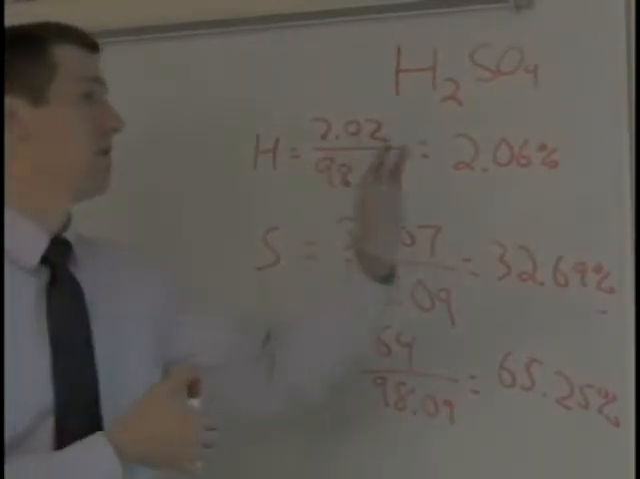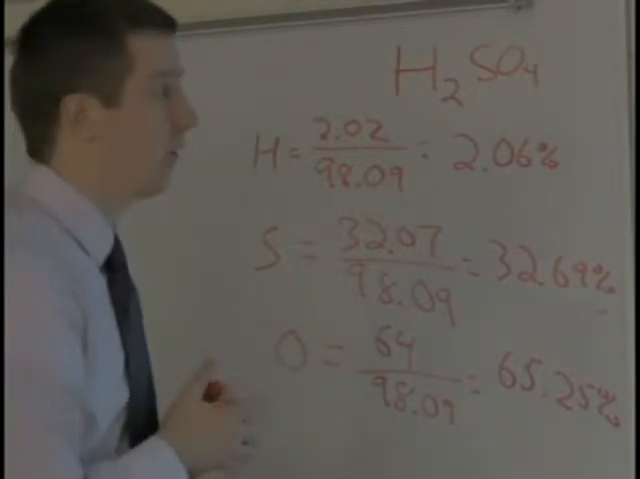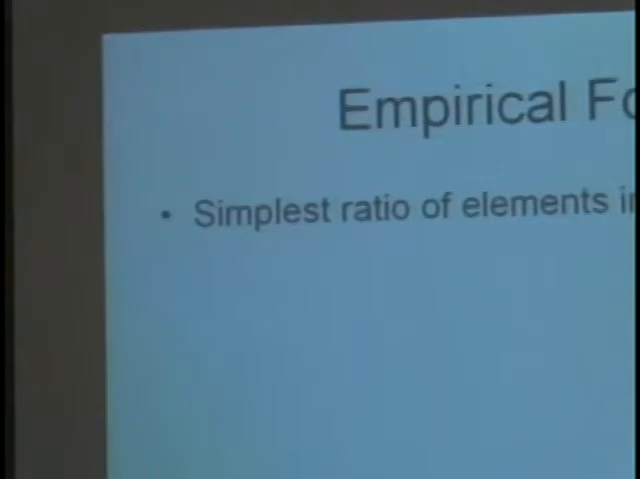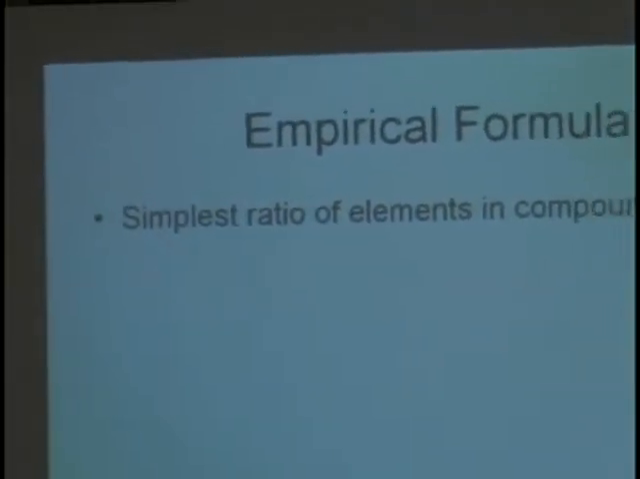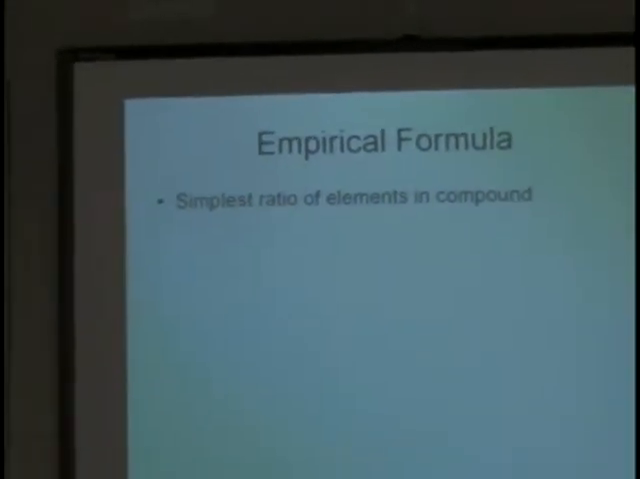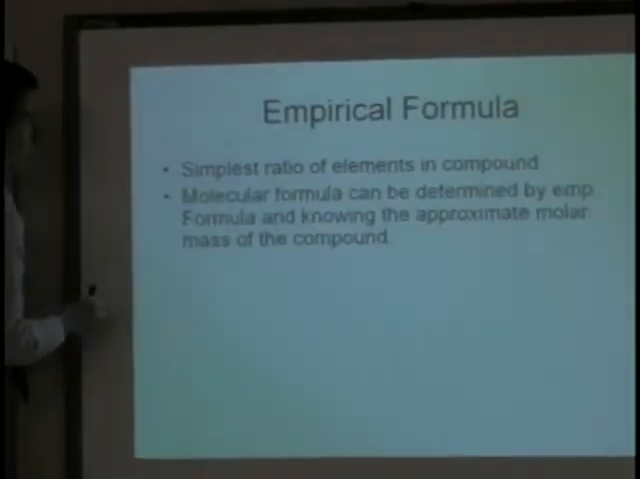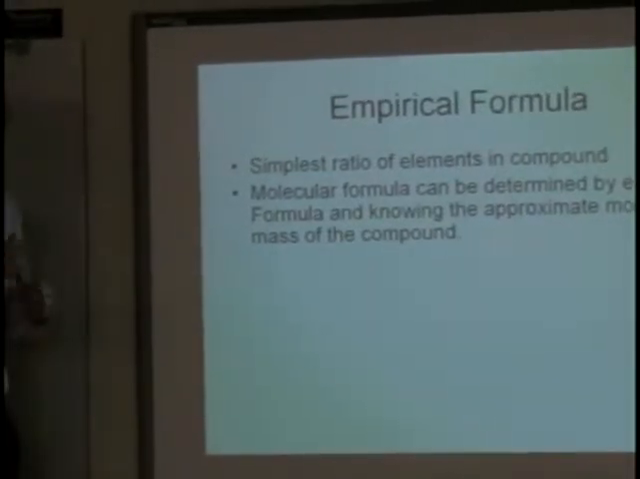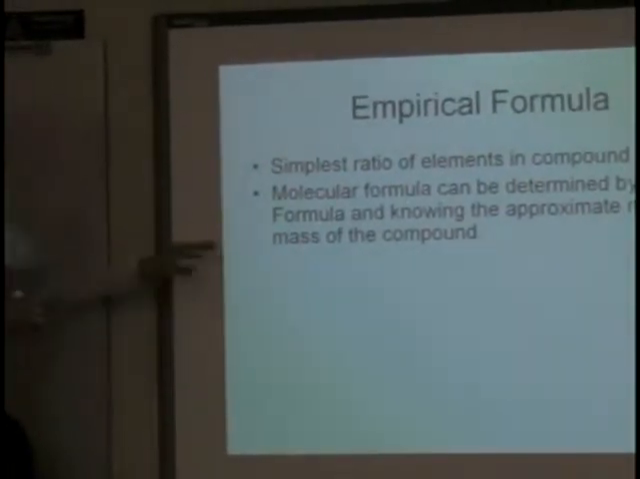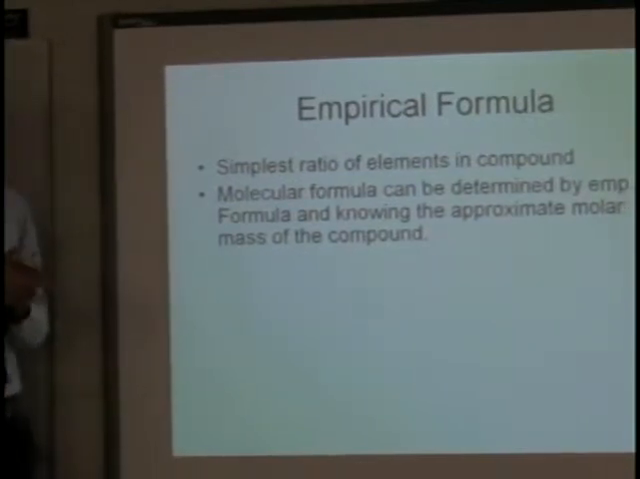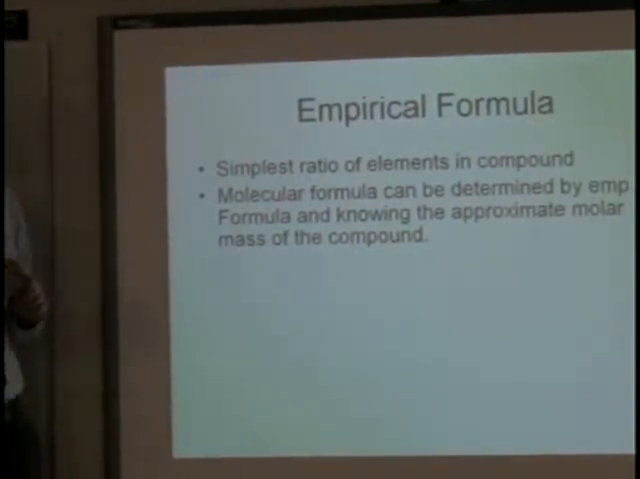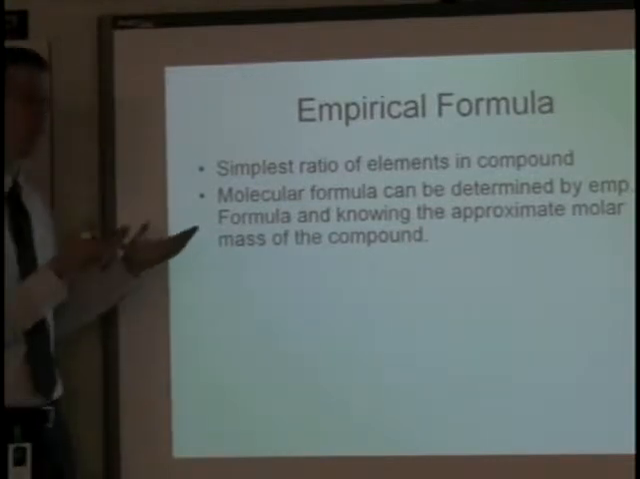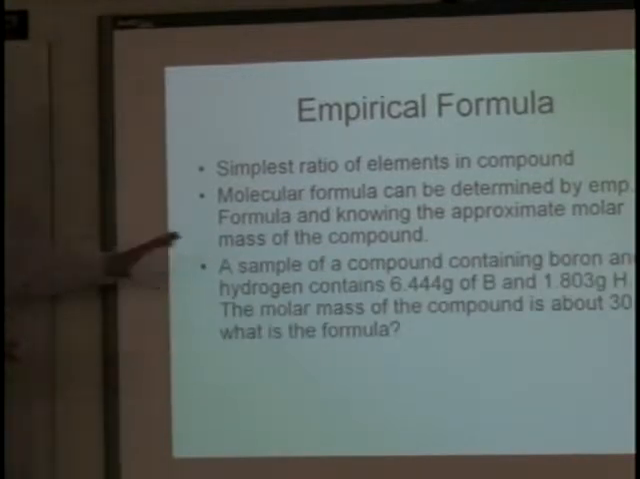So that was a percent composition problem. Percent composition is something we covered in Chem 1. The exact opposite of percent composition is empirical formula. Empirical formula is determining the simplest whole number ratio of elements within a compound. The molecular formula can be determined by the empirical formula and knowing the approximate molar mass of the compound. Now this last part, approximate mass of the molar compound, is something that we added on from Chem 1. So again, something we didn't cover in Chem 2, but if you remember Chem 1 empirical formula, this isn't that big of a step. Here's a sample problem.